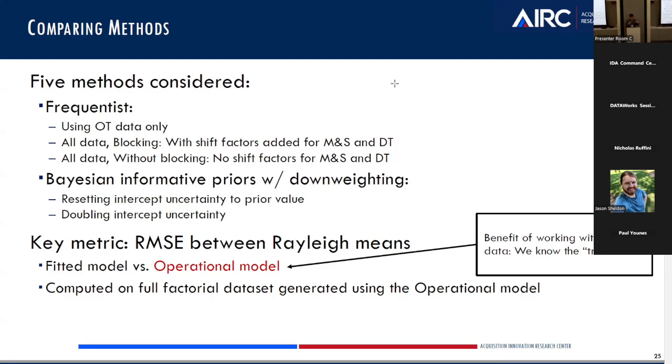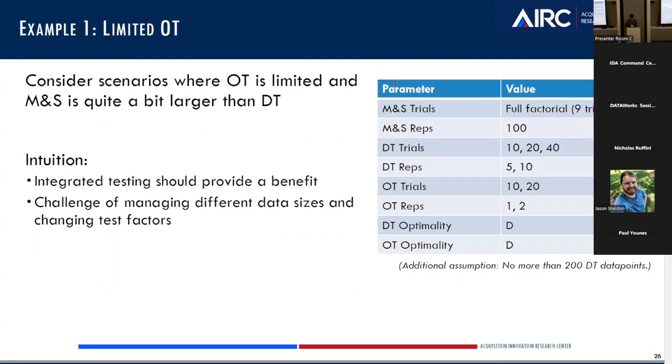So it's sort of like the closest thing to a real life test. Okay, so in each of these, I ran a whole bunch of different scenarios because I didn't want to rely on just one set of bad draws or something like that that might bias the results. And in this example, I tried to keep OT relatively small because that's where we might see benefit from integrating information.